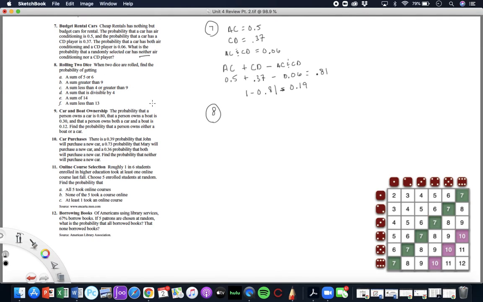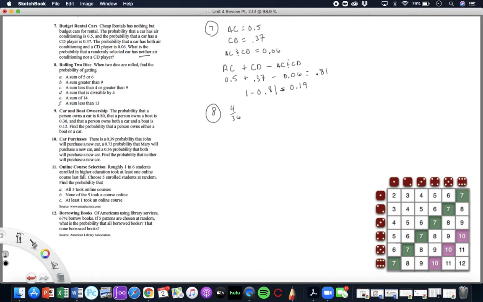8. Okay, so I got my chart here to help you out. Now on the test, you're also going to get one of these charts as a resource, so you don't have to worry about creating one. I mean, pretty self-explanatory there. So the sum of 5 or 6. How many ways can I make a sum of 5? That's 4. And again, we got 36 options here. So we got 4 out of 36.